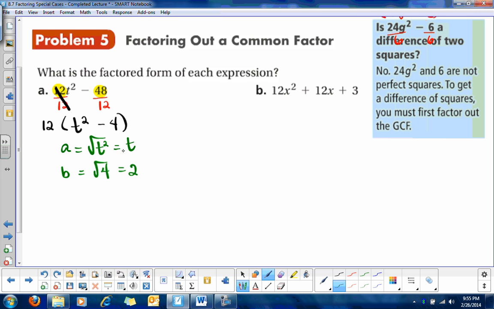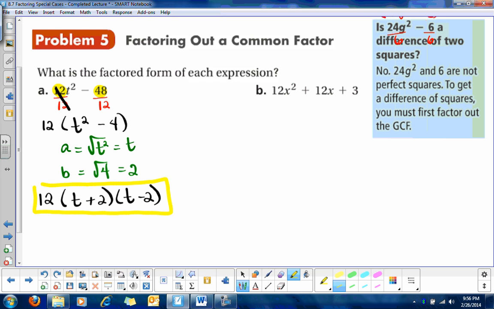So we have our two terms. Sorry about that, you guys. And we've got, let's see, we have to bring down the 12, and then we have t plus 2 and t minus 2. And there is our factored form. That's our final answer. And of course, you can check it using FOIL if you'd like. So why don't you try letter B?